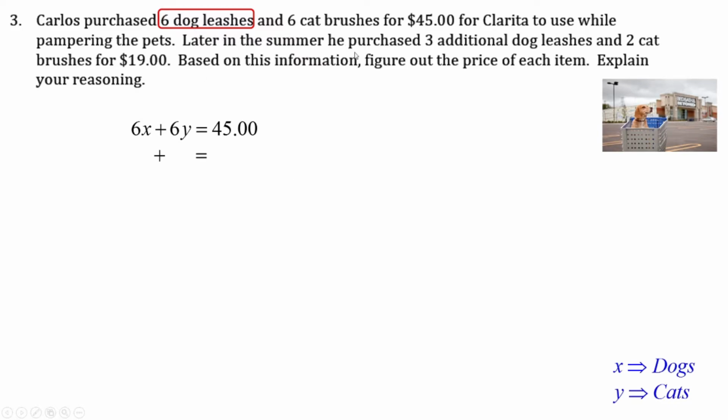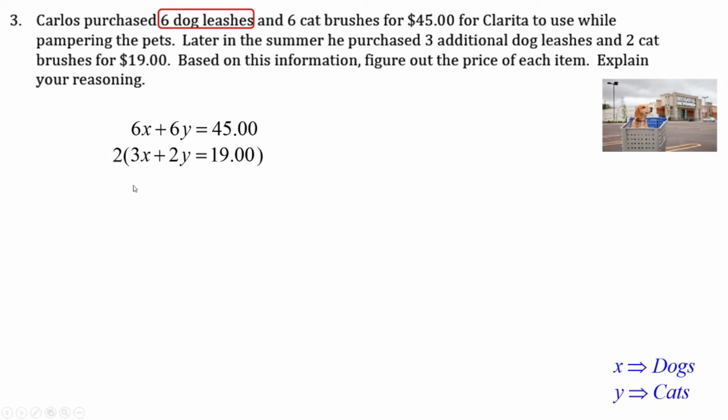For Clarita to use while pampering the pets. Later in the summer, he purchased 3 additional dog leashes, 3X, and 2 cat brushes plus 2Y for $19 equals 19. All right. Now, I look at these 2 equations in the system of equations, and again, I cannot add or subtract right now and cancel one of the variables, but I do have a lot of options of what I could manipulate to clean things up here.